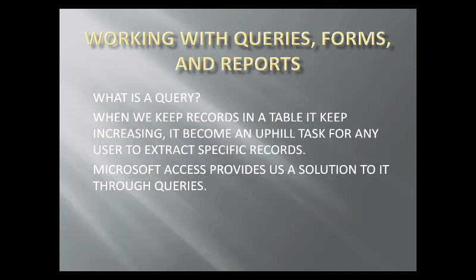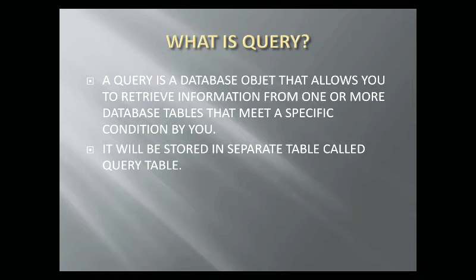So if we are keeping records in MS Access, it becomes a huge amount of data and it is very hard to find any particular topic. So MS Access provides us a solution, that is query. Now what is query? A query is a database object that allows you to retrieve information from one or more database tables that meet a specific condition given by you. It will be stored in a separate table called query table.